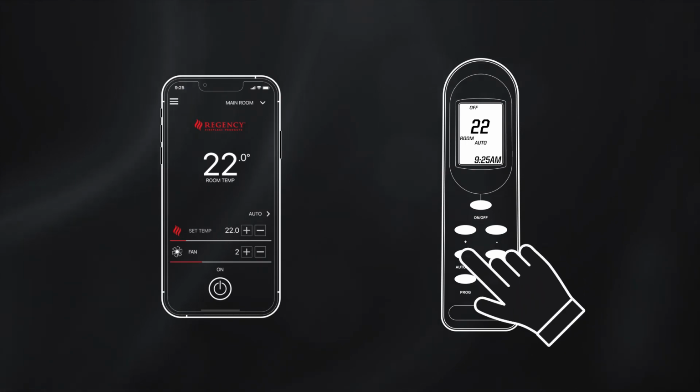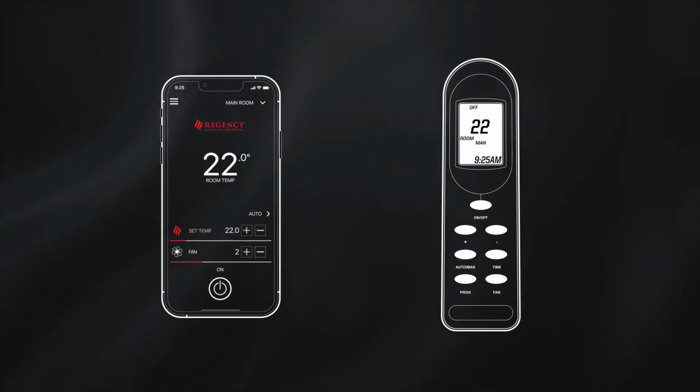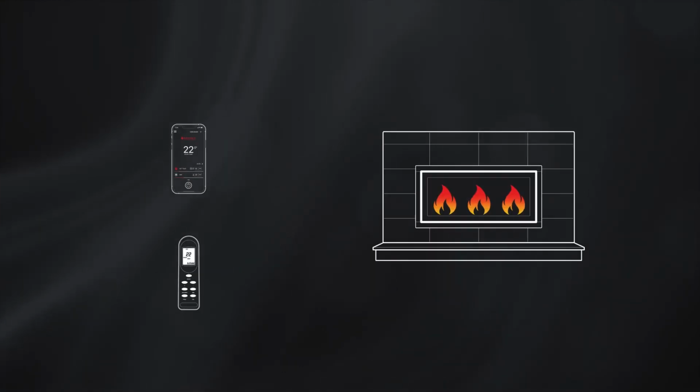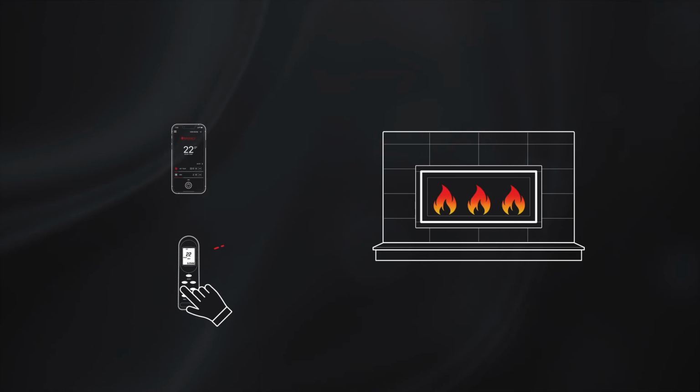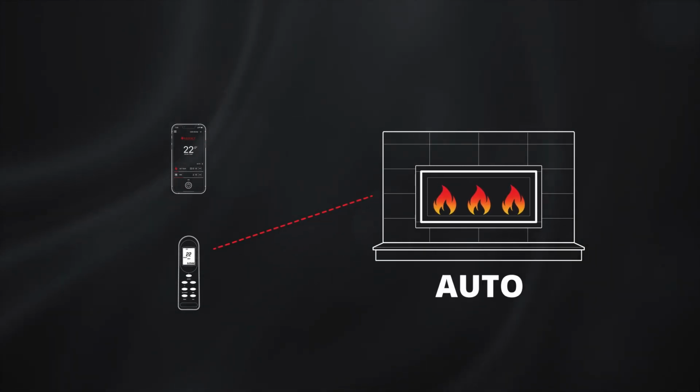However, switching from one mode to the other, say auto to manual on the remote, will not switch the mode on the app, and vice versa. The latest change you have made, either with the remote or the app, will take control of the fireplace. For example, if you change the unit to auto on the remote last, your fireplace will switch to auto, even if the app does not show this.